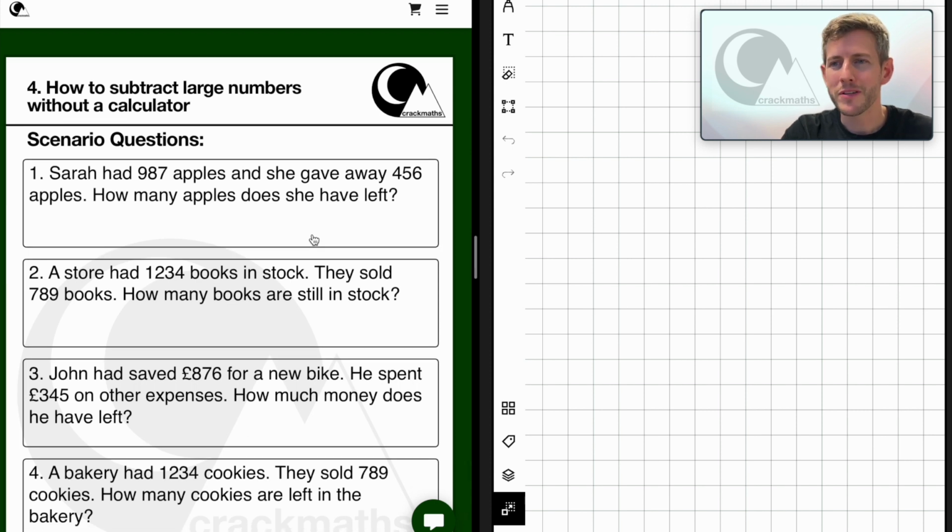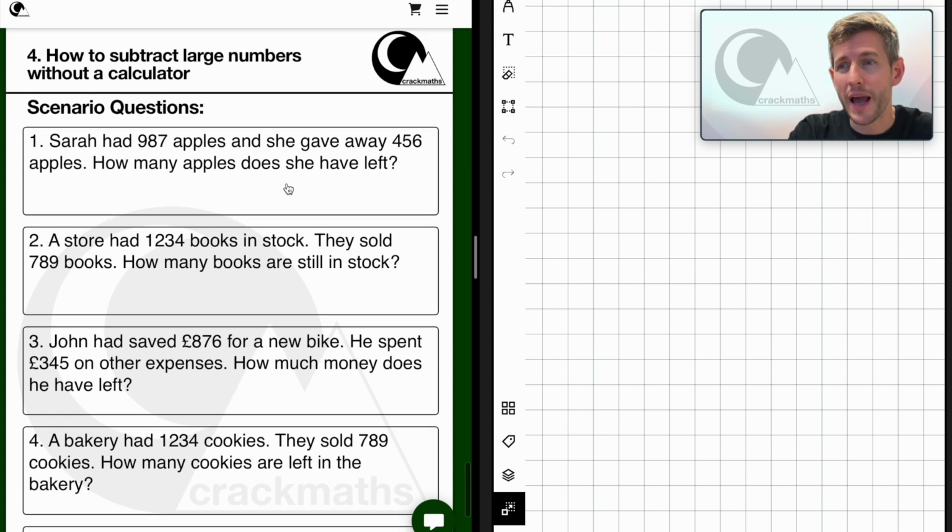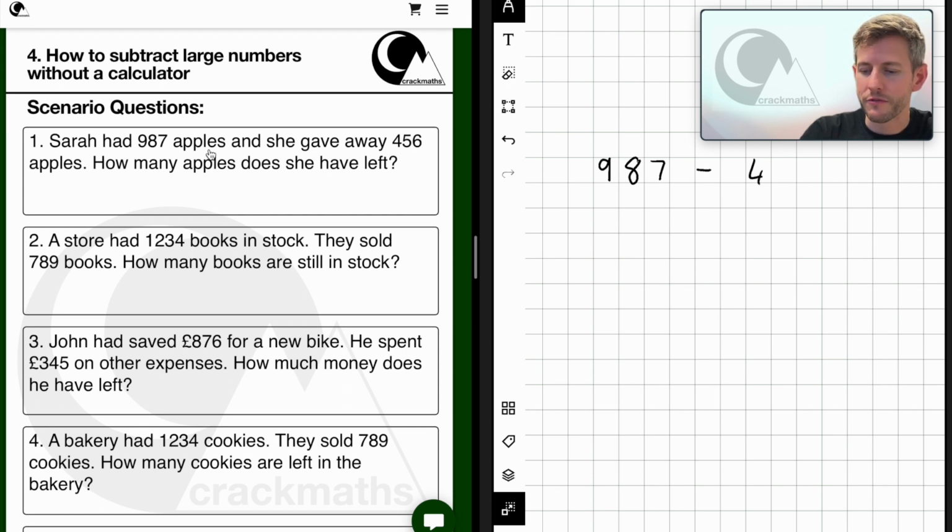Question 1. Sarah had 987 apples and she gave away 456. So if she gave away 456, that means we're taking away the 456 from her. This question is going to ask us, how many apples does she have left? Well, she's going to have 987 take away 456.